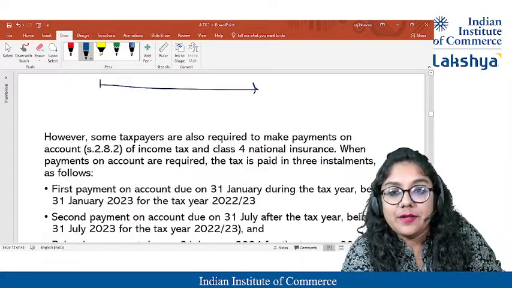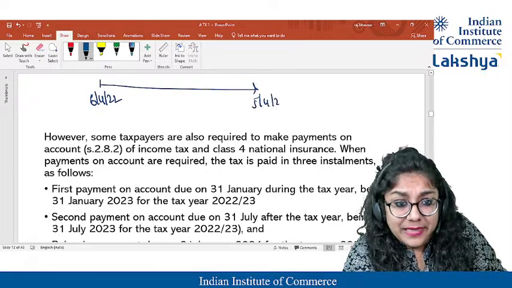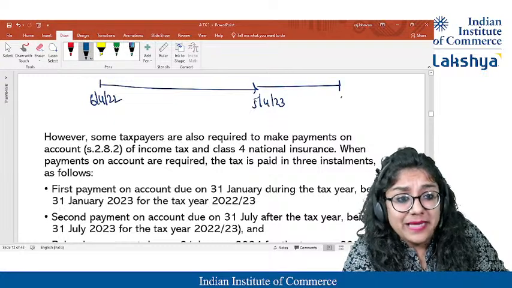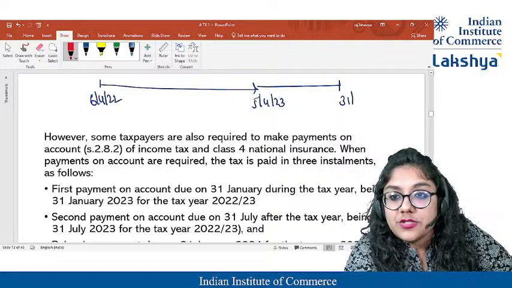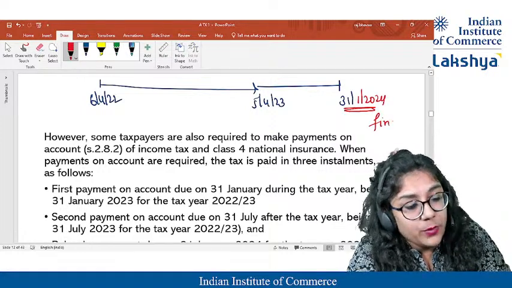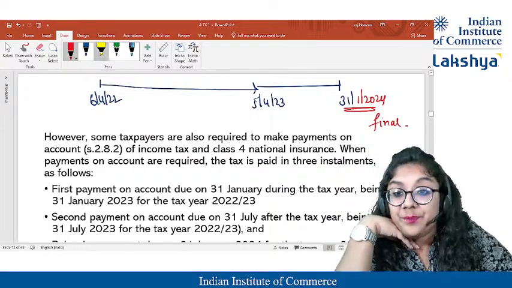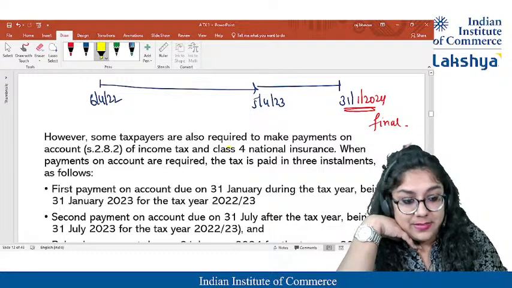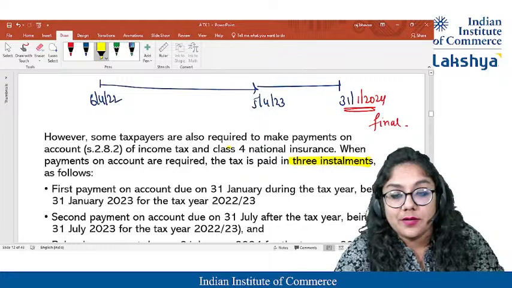Let's say this is a period from 6th April 22 till 5th April 23. So you are liable to pay the taxes till 31st Jan 2024. You have to pay the final settlement over here only. However, some taxpayers are required to make payments of income tax and class 4 NICs. When the payments are required, the tax is to be paid in 3 installments.